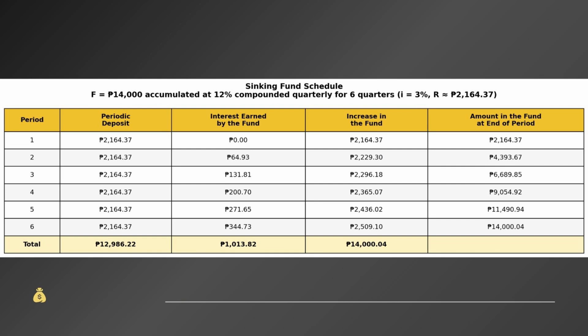344.73. In total, the deposits amount to 12,986 and 22 cents. The total interest earned is 1,013 and 82 cents, and the total amount accumulated reaches the target of 14,000.